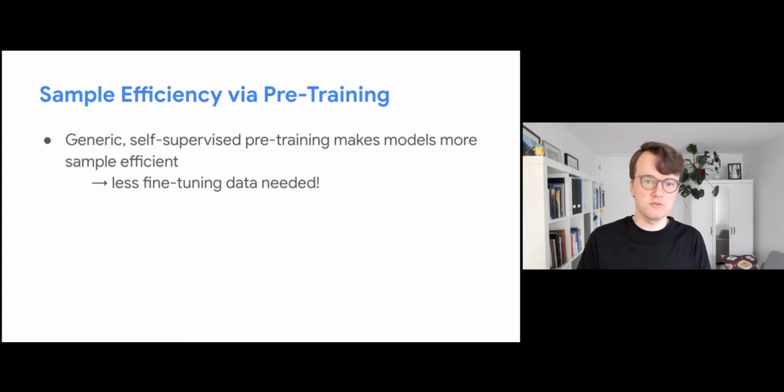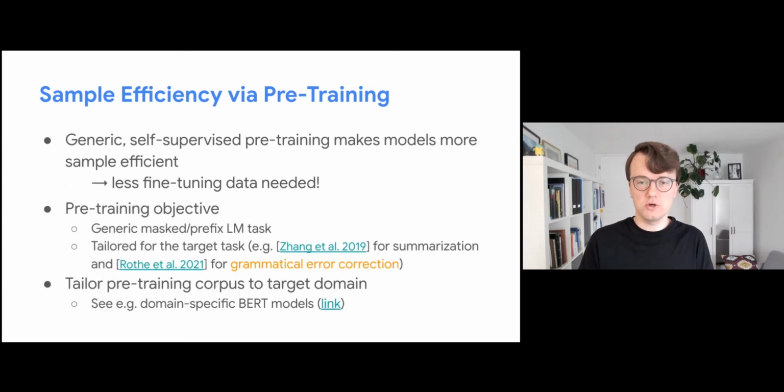So how do you do the self-supervised pre-training? We talked about a few different objectives. The common ones are the masked language modeling task, something that BERT does and T5 does. And then there's the prefix language modeling task, which is kind of similar, but you just continue from a prefix that's been given to the model. These are two very effective pre-training methods.